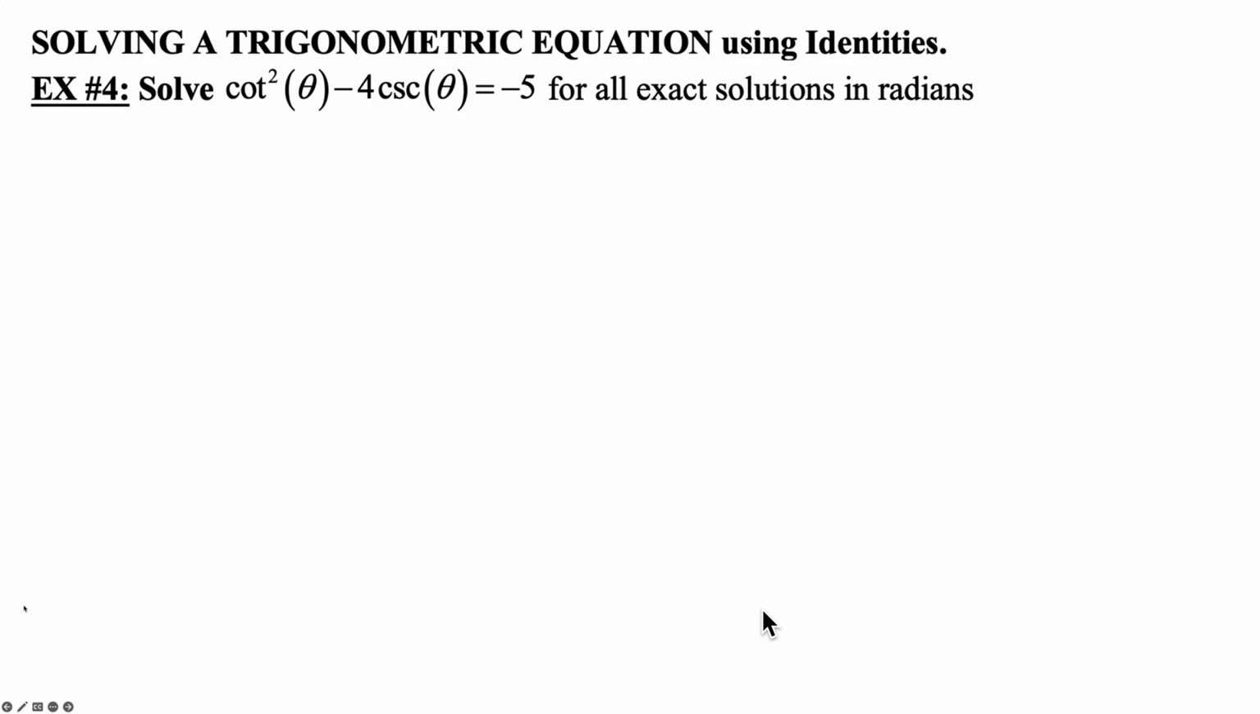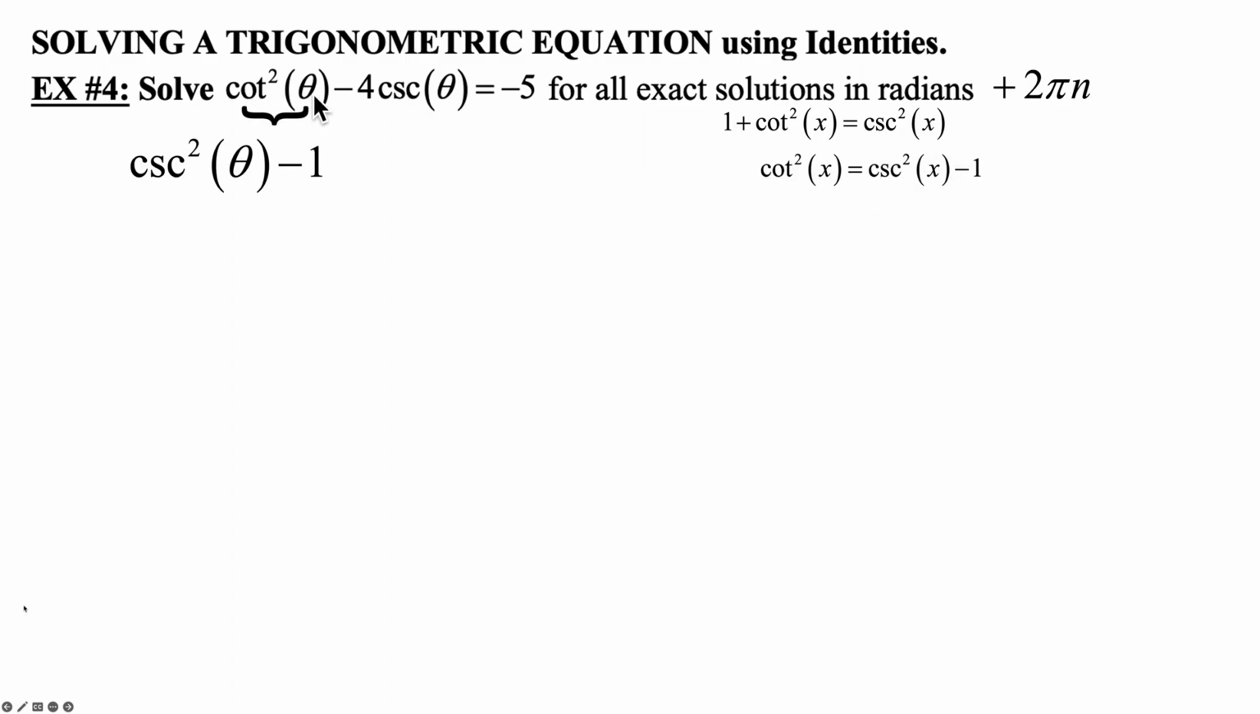Example 4, solving our trig equations using identities. Okay, so here you have cotangent squared theta minus 4 cosecant theta equals -5. We want to find all exact solutions in radians, so we're thinking about adding our 2 pi n. And now I'm going to go to that cotangent squared theta to my Pythagorean theorem and say, look, there's a cosecant theta here. It would probably be better to isolate the cotangent squared theta by subtracting over the 1 and substituting this in for cotangent squared theta, because now we'll have all cosecant thetas.